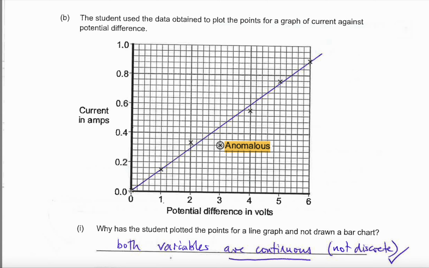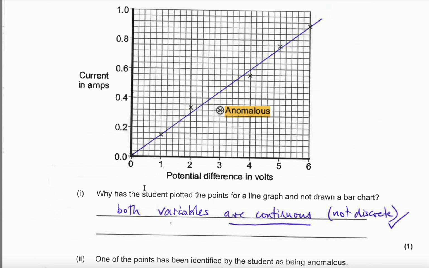Okay, and it's my line of best fit. I drew this, so this wasn't in the question. That's one of the questions. It says, why has the student plotted the points for a line graph? Why have they used a line graph and not a bar chart?